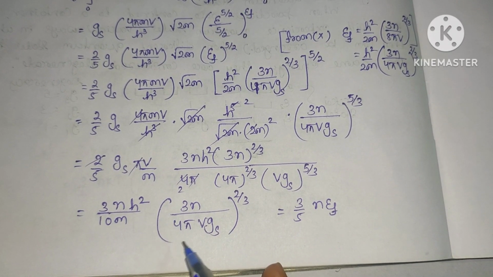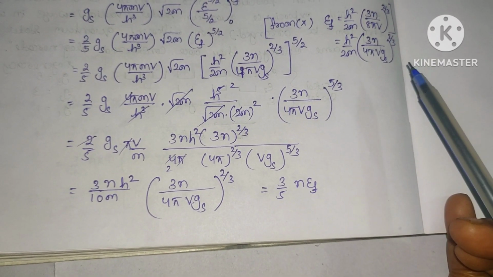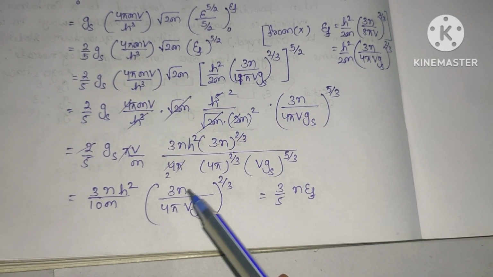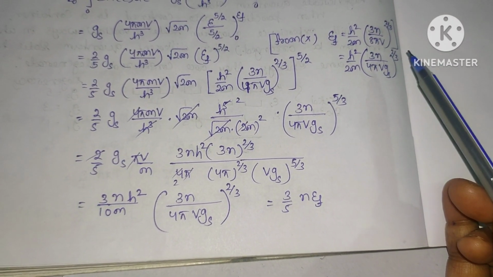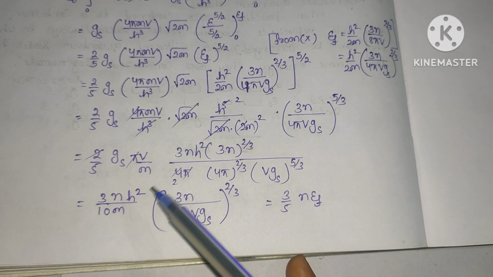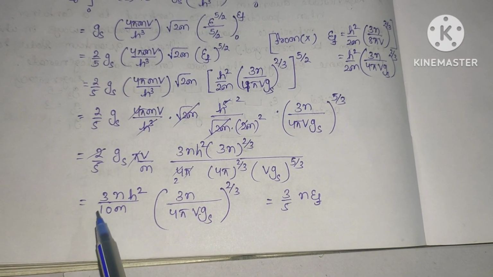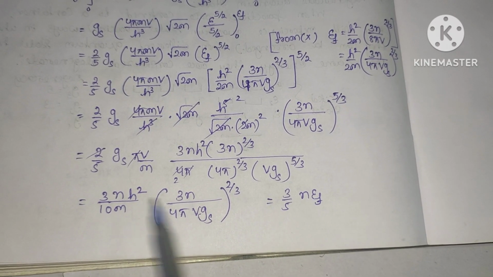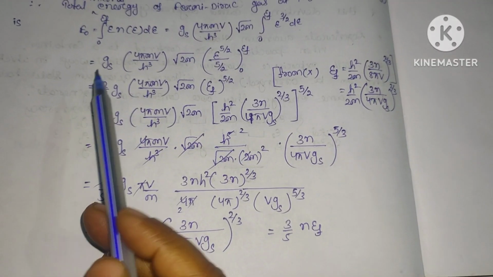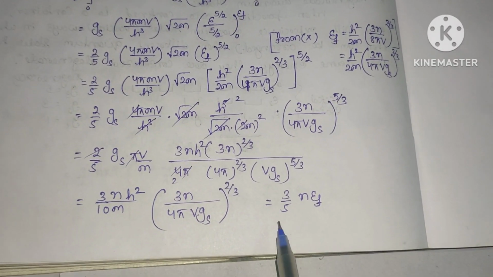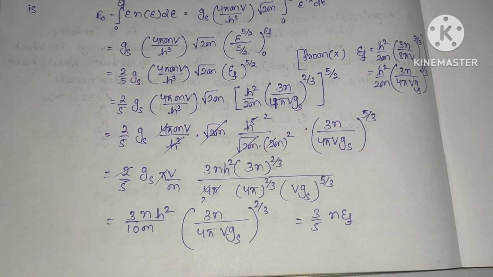This is (3N/4πVg_s) power 2/3 into h²/2m. Here by taking h²/2m, the remaining will be 3/5 into N into this remaining term, which is E_F. So the total energy of the system will be 3/5 N E_F. This is at absolute zero temperature.